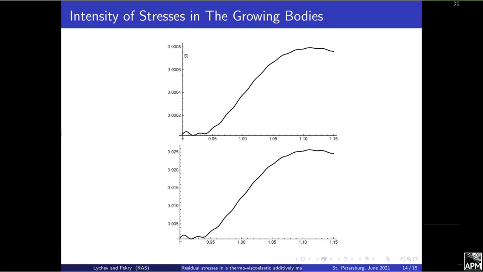Now our result for the intensity of stresses: these two figures show the intensity of stress for two cases also. The first one is with heating the whole body, and the second one without heating. It appears here that with heating the whole body during the process, the residual stress decreases significantly, here 0.0008 and here 0.025. So by this result, we can decrease the intensity of residual stresses by heating the growing body during the process.